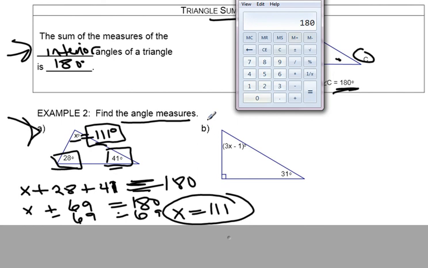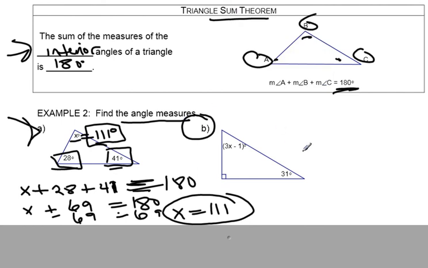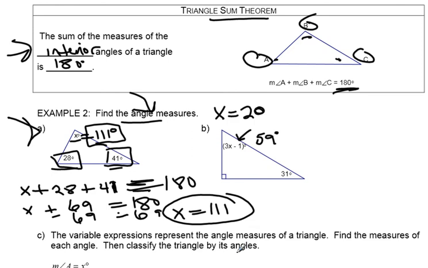And that's how I know I did it correctly. Okay, so you try example B, pause the video. Don't just find x, but you're going to have to plug x back in to tell me what this angle is. If you got x is 20 and then plugged it back in and got 59 degrees, go ahead and fast forward your video and try the next example. Otherwise, stick around and we'll work it out right now.